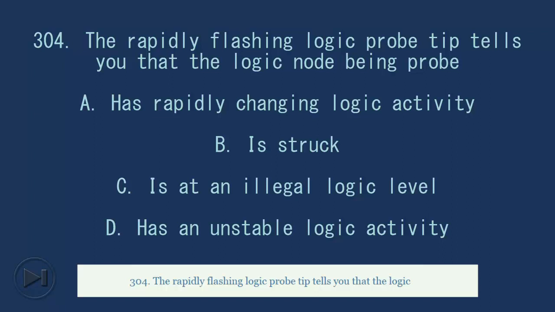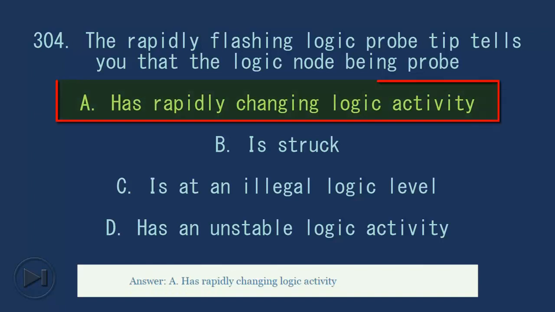304. The rapidly flashing logic probe tip tells you that the logic node being probed A. Has rapidly changing logic activity. B. Is struck. C. Is at an illegal logic level. D. Has an unstable logic activity. Answer, A. Has rapidly changing logic activity.